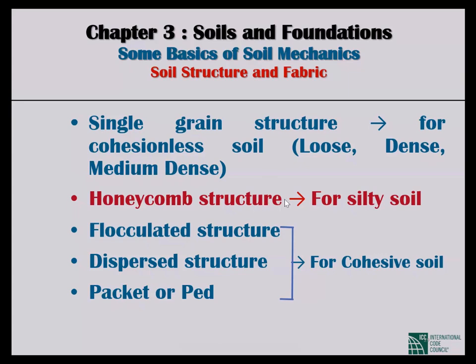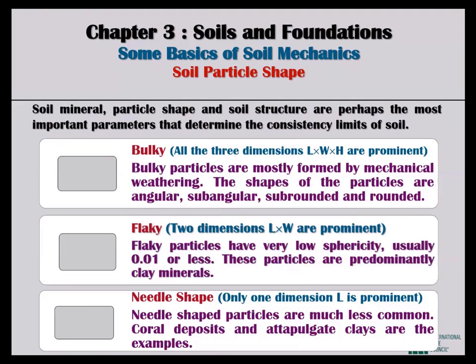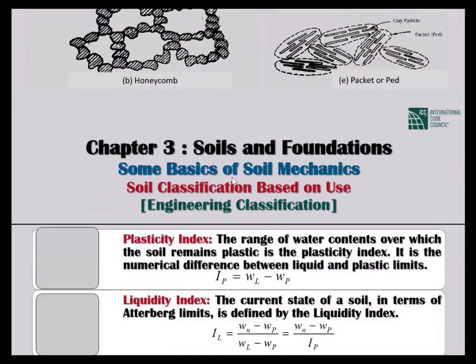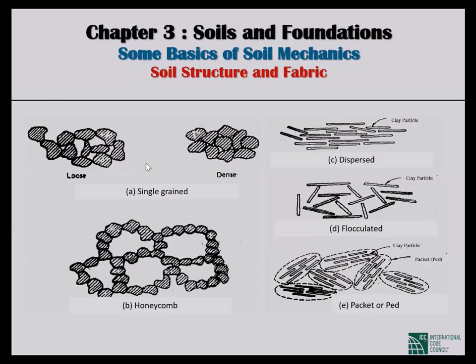So this is actually for silty type of soil, honeycomb structure. How it looks like, let's see. It is something like this. It is a loose structure. This is actually single grain structure. In single grain structure, if a lot of voids are there, we call it loose. If it doesn't have any void, we call it dense.